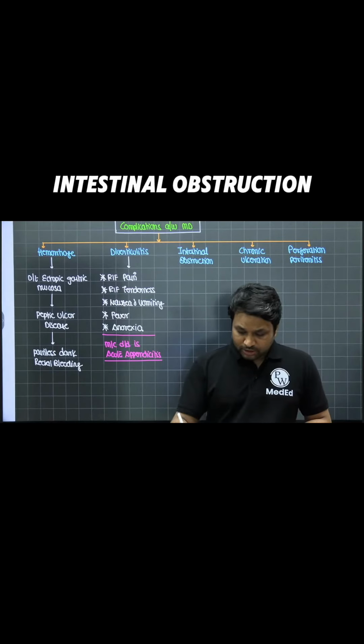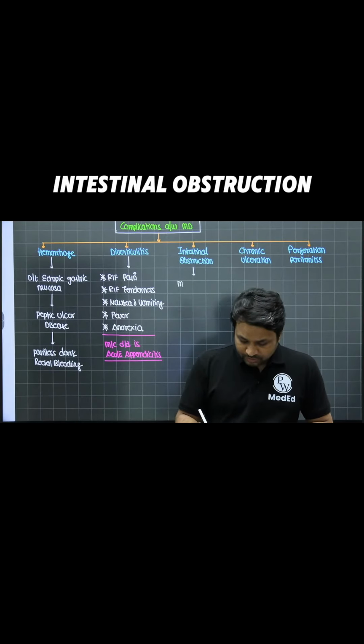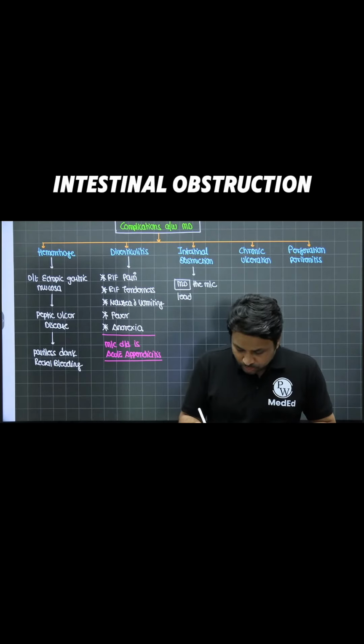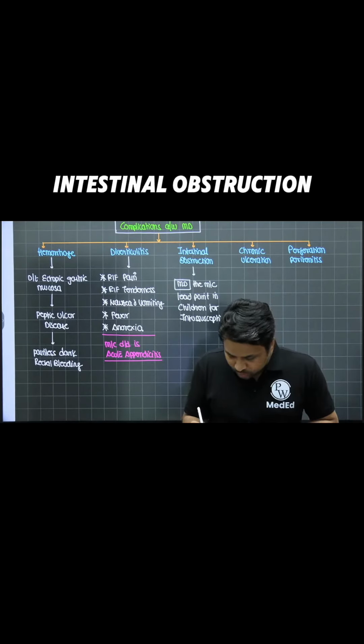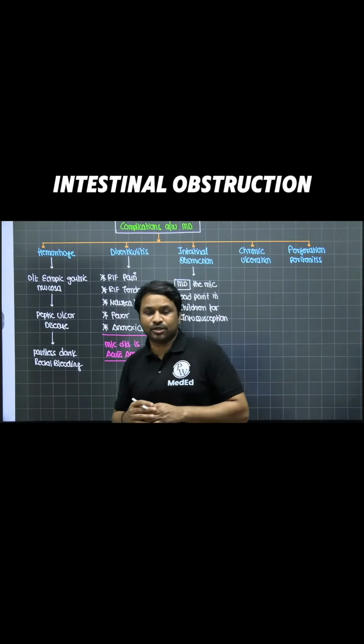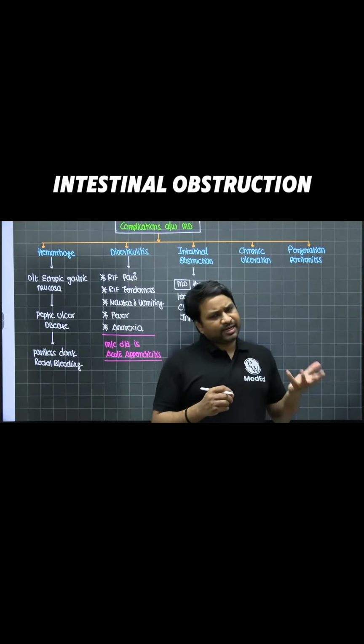How does it cause intestinal obstruction? Now remember Meckel's diverticulum. Meckel's diverticulum is considered to be the most common lead point in children for intussusception, and hence intussusception will result in intestinal obstruction. What is intussusception?